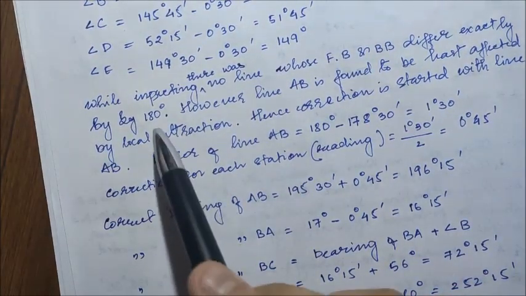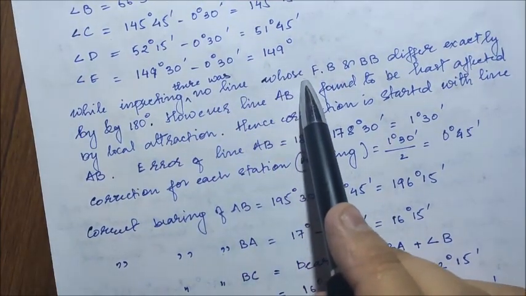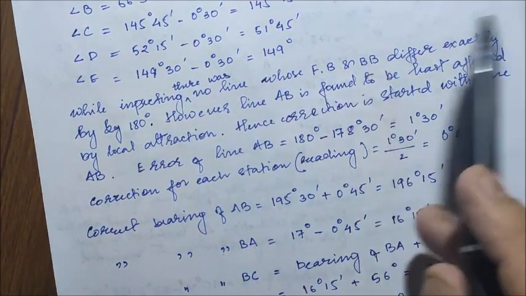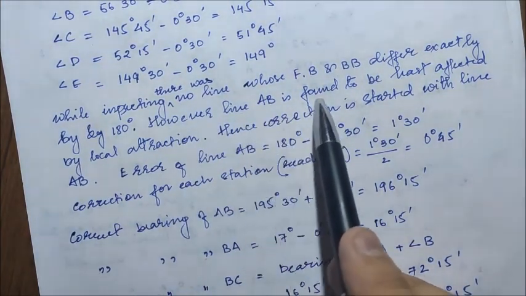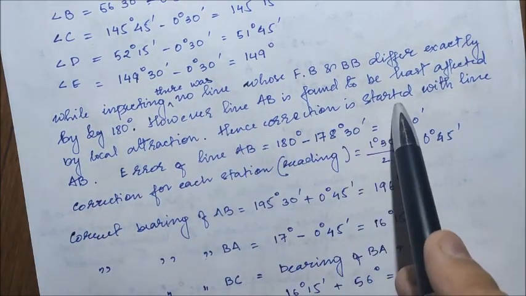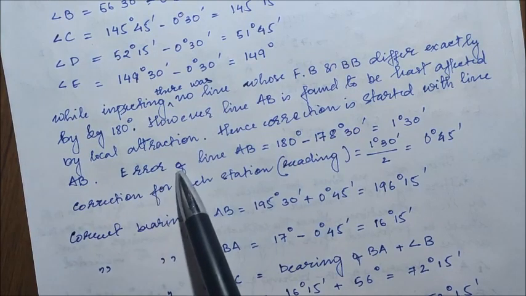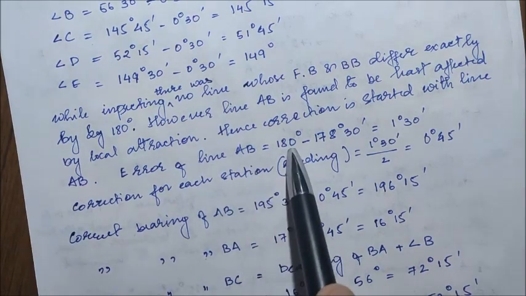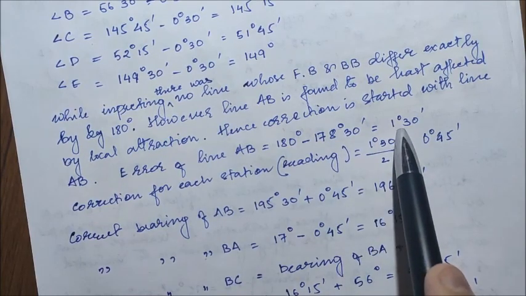Which again says that while inspecting, there was no line whose fore bearing and back bearing differ exactly by 180 degree. However, line AB is found to be least affected by local attraction. Hence, correction is started with line AB. Now, we will start the correction from line AB. Error of line AB is given by 180 degree minus the difference. Then it gives 1 degree 30 minutes.